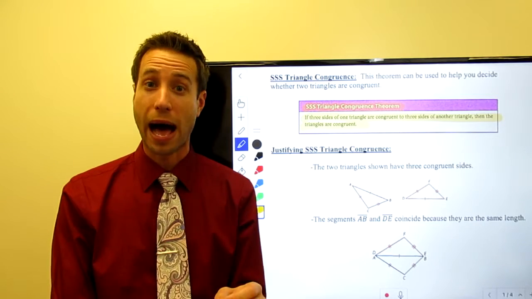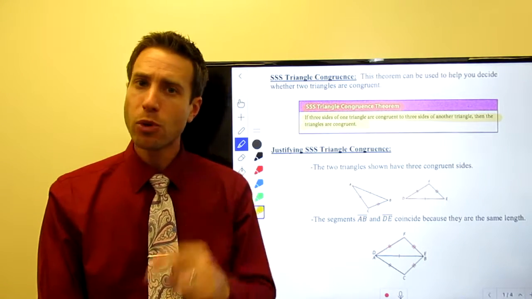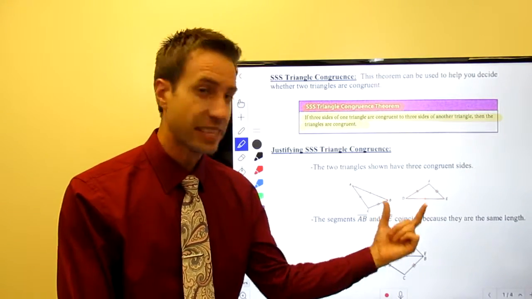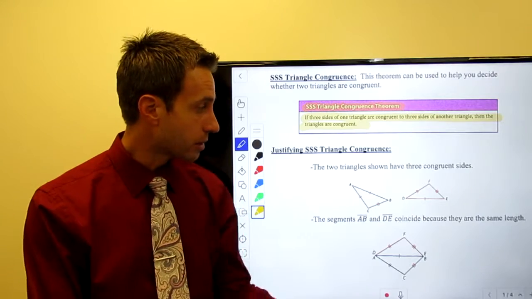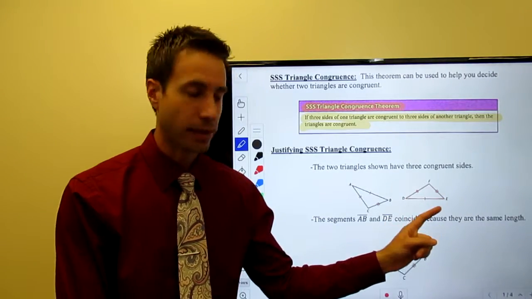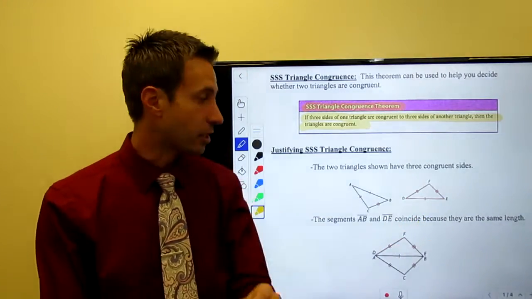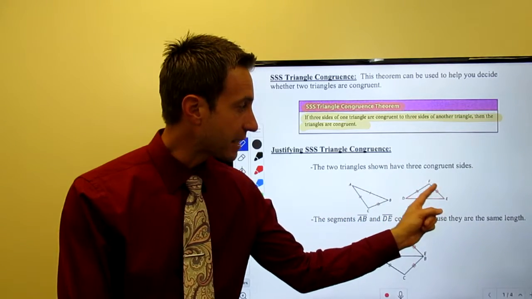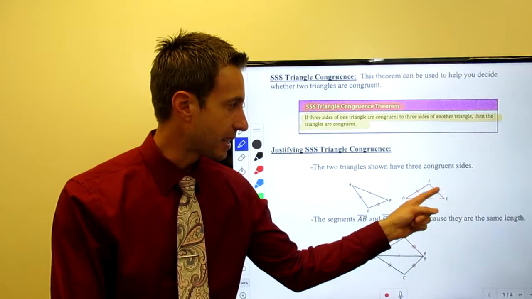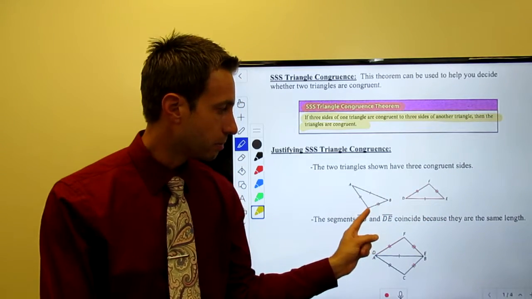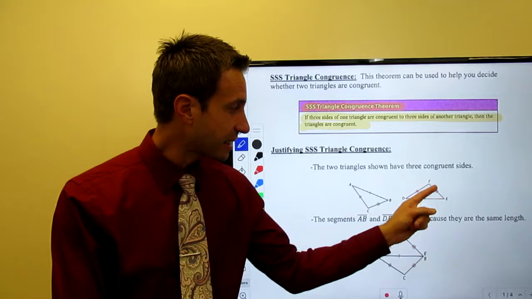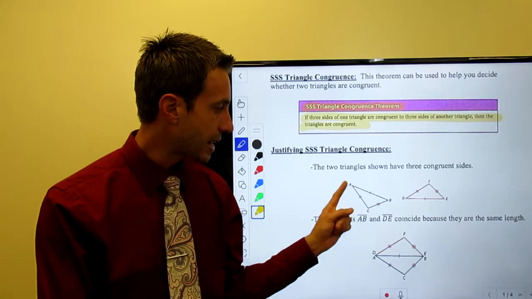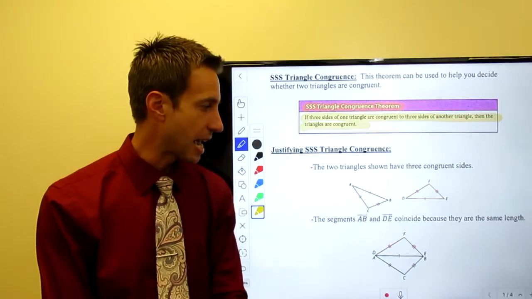Now, why does it work? Well, here's the reason why it works. Let's consider these 2 triangles. Please notice side DE is congruent to side AB. And side EF is congruent to BC. And finally, side FD is congruent to side AC, right? That's what all those little hash marks mean.